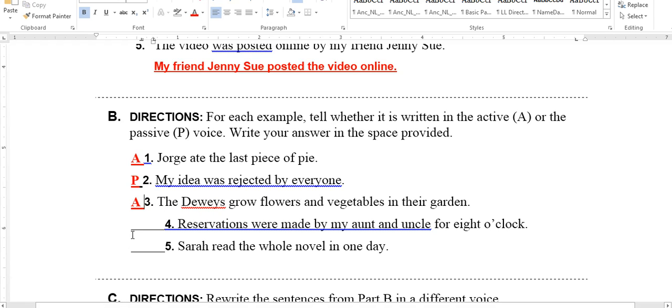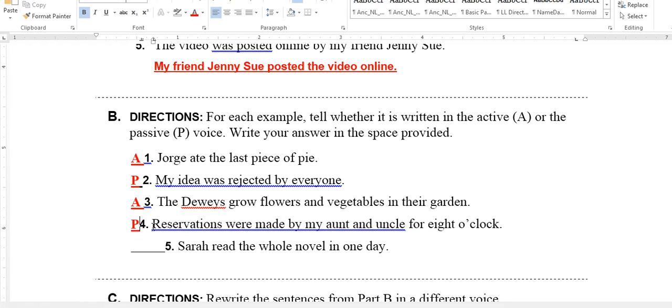Number 4, reservations. Reservations were made by my aunt and uncle for 8 o'clock. Reservations were made. Who made the action? Where is the doer? My aunt and uncle, preceded by "by". And I have another clue here: "were made" is the verb in its passive form. So this would be passive.